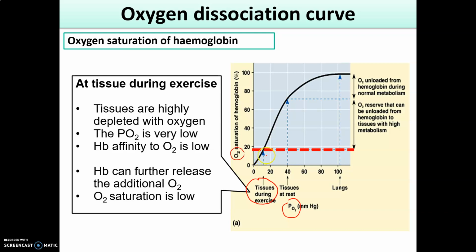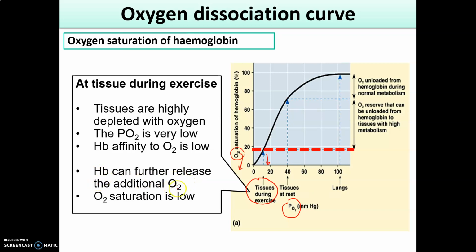So at low partial pressure of oxygen, hemoglobin is not saturated with oxygen because oxygen is released into the respiring tissue due to the reduced affinity of hemoglobin towards oxygen. Tissues are highly depleted with oxygen. Then the partial pressure of oxygen is very low dekat respiring tissue, means that Hb affinity, the binding of Hb kepada oxygen is very low, means that Hb can further release the additional oxygen.